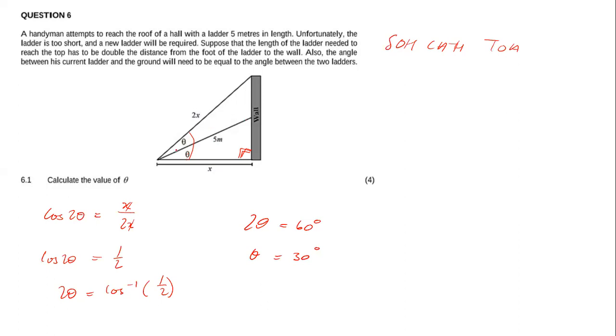So that means we're going to use the small triangle to determine x, or to make x the subject of the formula. So in this case, we're going to use again which trigonometric ratio? Cos. So that means we're going to say cos theta of this small triangle will be adjacent over hypotenuse.